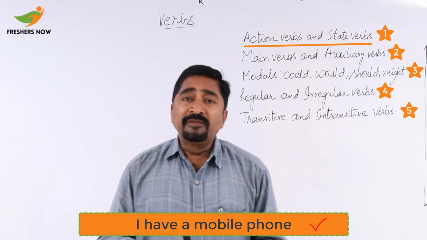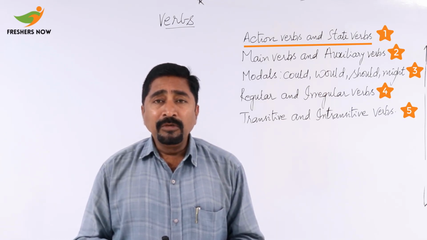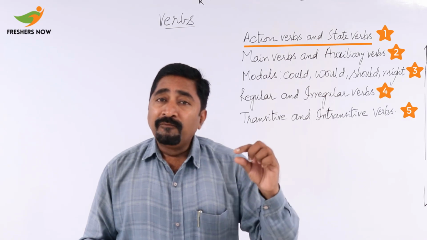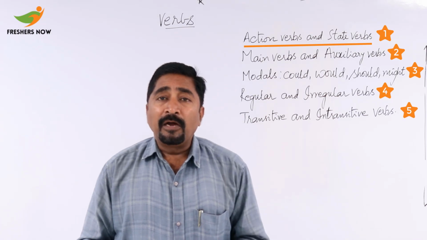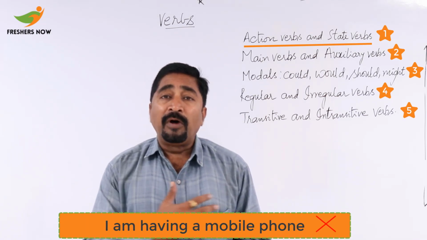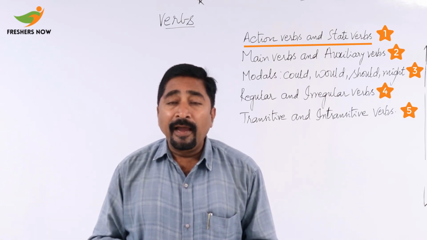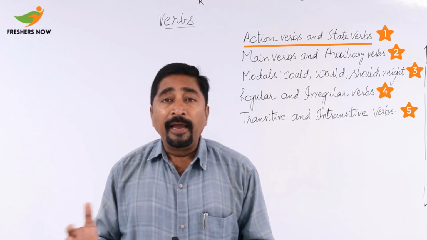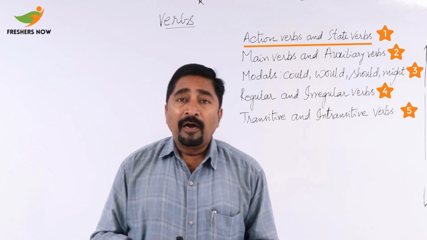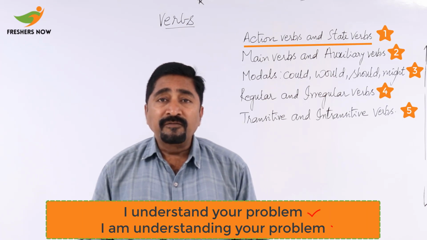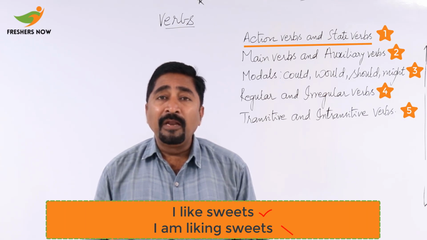But here, we should understand that we should not add ing to the state verbs. It is only the physical action words that we could add ing to. Here, I cannot say I am having a mobile phone or I am having a bike. We should only say I have a mobile phone, or I have a bike, or I have a big house. In the same manner, I understand your problem. You cannot say I am understanding your problem. I like sweets, not I am liking sweets.